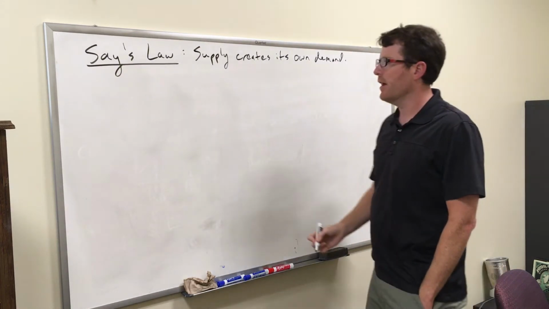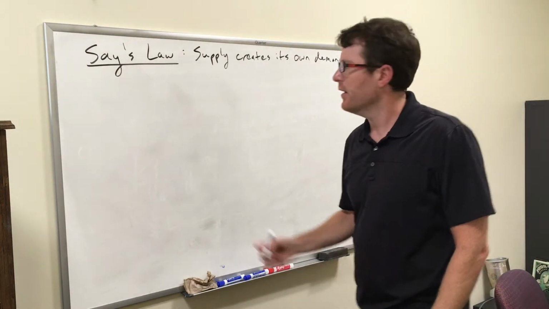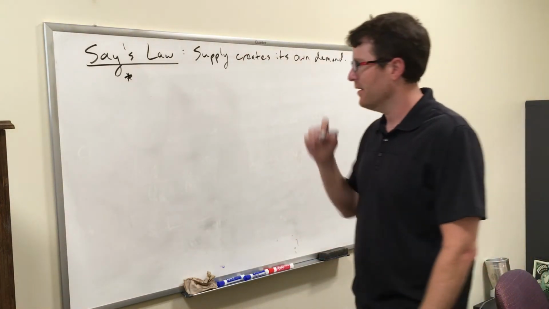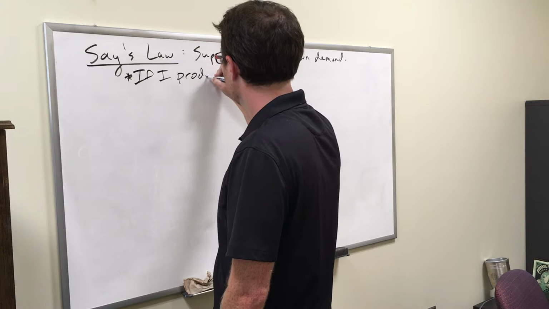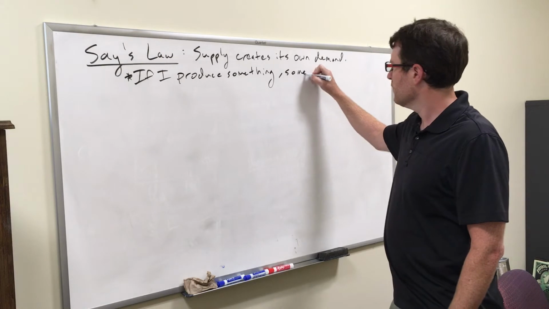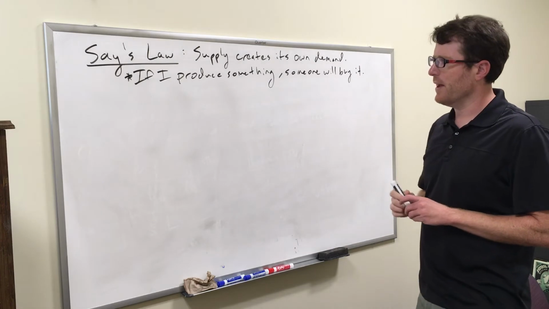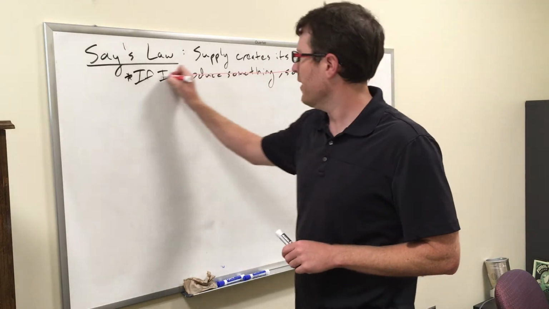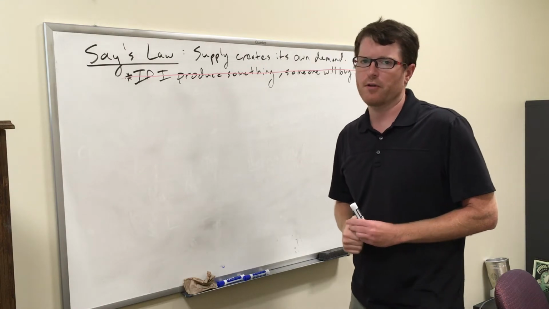And boy, I've gotten a lot of students who have not understood this correctly, to the point where when I teach this, the first thing I like to do is show the wrong answer, show what this doesn't mean. A lot of people think this means that if I produce something, someone will buy it. And that is wrong. That is very, very wrong. So I'm going to cross this out, and I hope that none of you put that on your answers on the exam, because it is 100% incorrect.